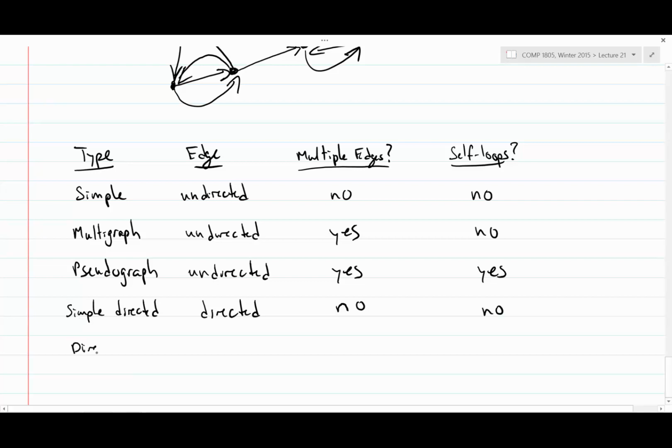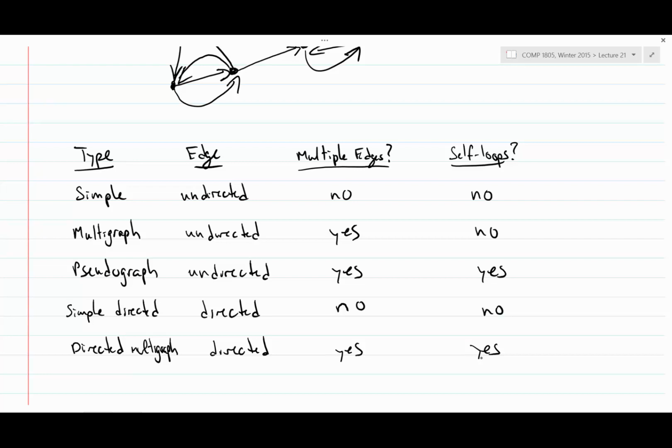Going a bit further, you have a directed multigraph. In that case, again, the edges are directed. You are allowed multiple edges. And for reasons that escape me, typically we don't make the distinction between pseudographs when they're directed. This is likely because it doesn't matter which direction you follow the self-loop in. So I'll say for this course, directed multigraphs are allowed to have self-loops. We won't talk about a third thing, a directed pseudograph. Is that okay?